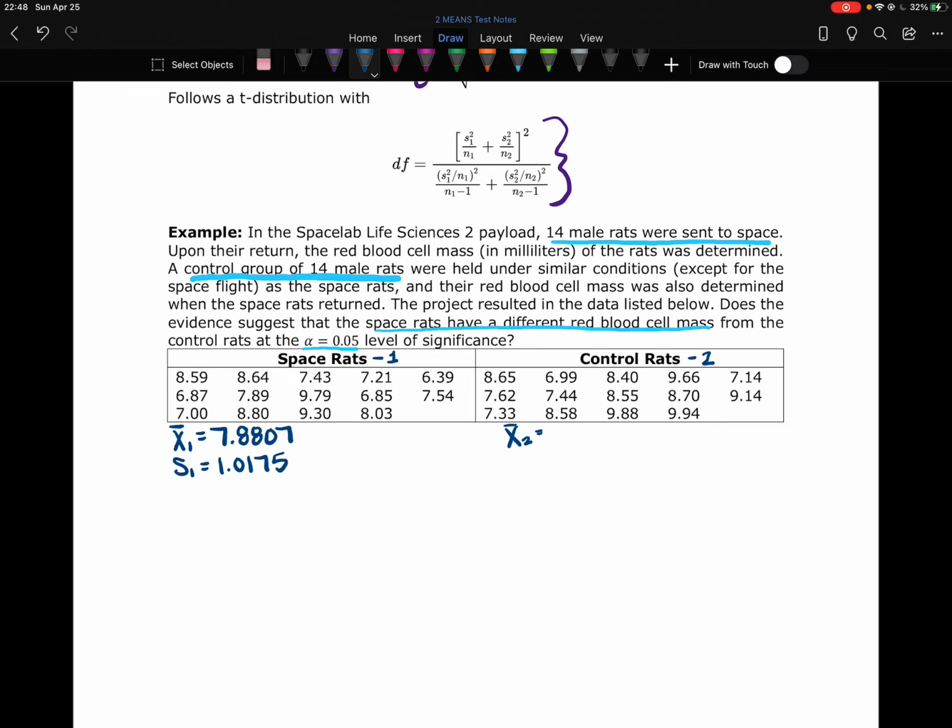So go ahead and calculate their sample mean and sample standard deviation, which I have right here. Their sample mean was 8.43, and their sample standard deviation is 1.0055. And then both groups contain 14 rats. You don't always have to have the same number in each group. You can have a different number between the two groups, that's fine. We just happen to have the same number in the two groups in this case.